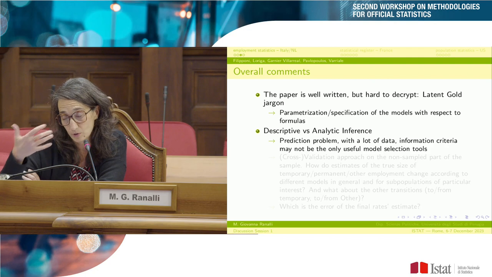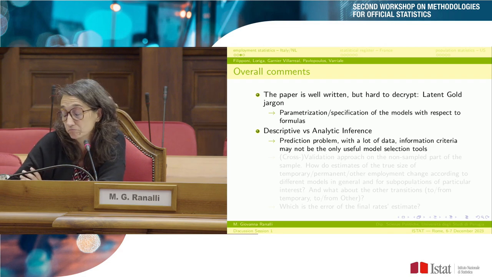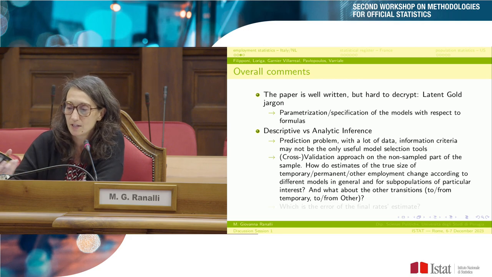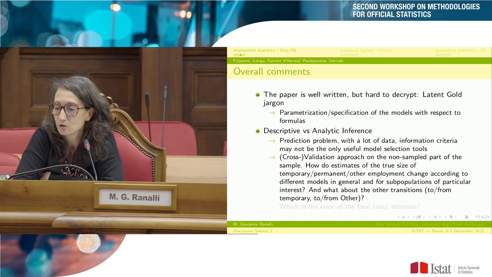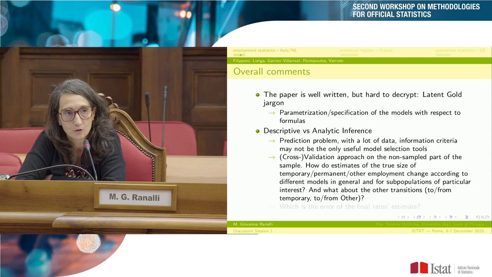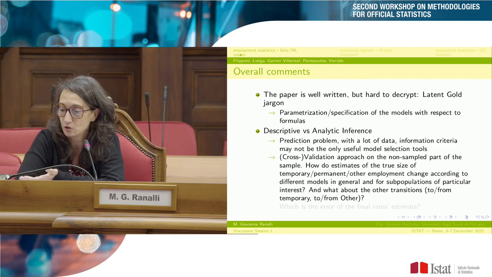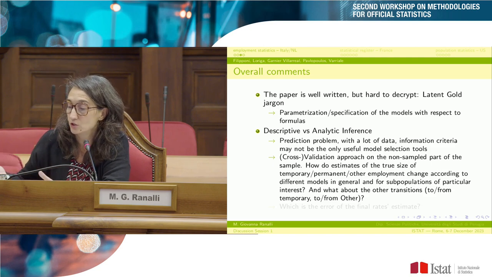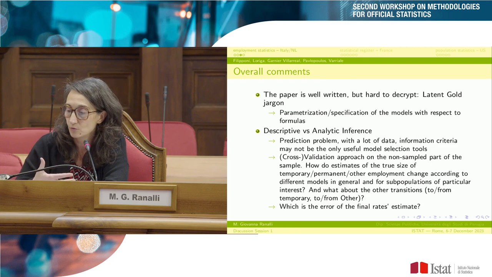But if you have a lot of data and your perspective is prediction, then you may want to use other model selection, for example cross-validation. You had a sample of the data, so maybe you can understand how your model does on the non-sampled part. Or, since you're looking at rates, how do the estimates of the true size of temporary, permanent, and other employment change according to the different models? Because that's what we're really interested in. Do they change a lot for different specifications of the model? Do they change a lot for subpopulations of particular interest? And what about the other transitions, to and from temporary, or to and from other? And what is the error of the final rate estimates?